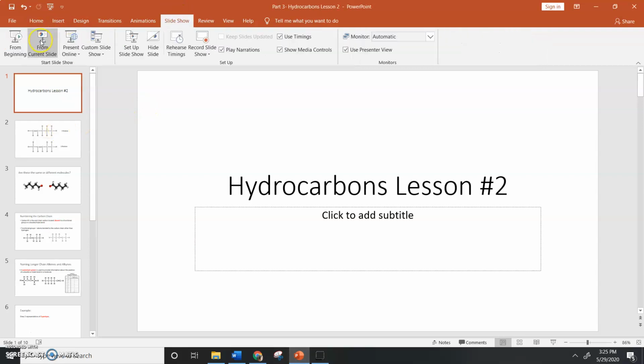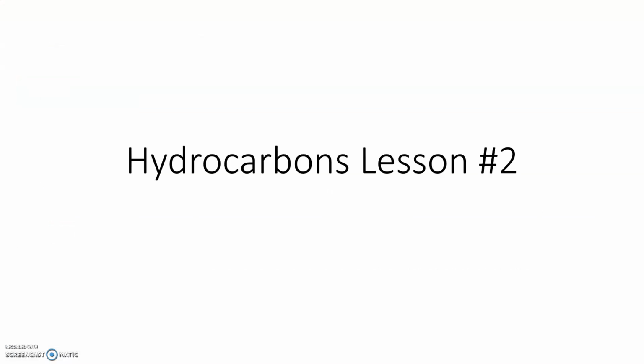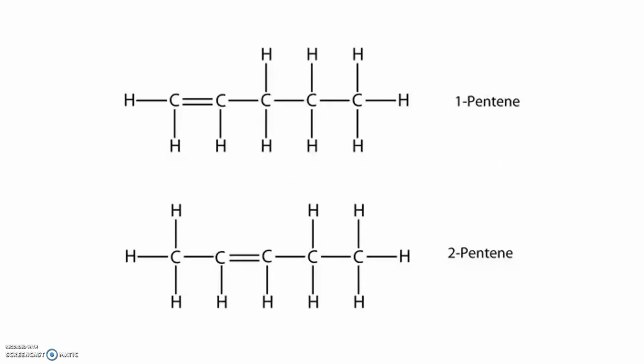Okay, so I'm going to call this hydrocarbons lesson number 2, although like I said, towards the end we are going to look at some molecules that are not hydrocarbons. Just a refresher from last time, a hydrocarbon is simply a molecule like one of these two where they are made up of pure carbon and pure hydrogen. Anytime you have any other type of atom attached, it is no longer a hydrocarbon.